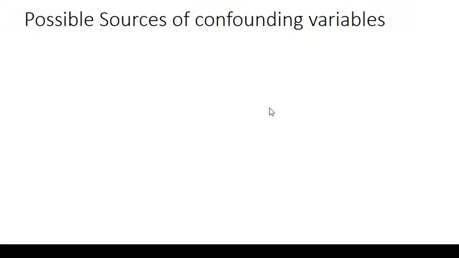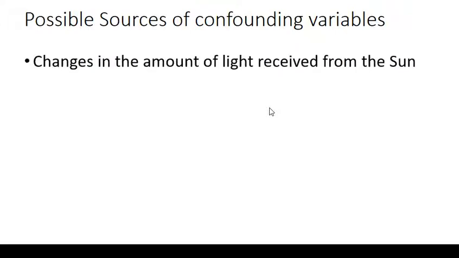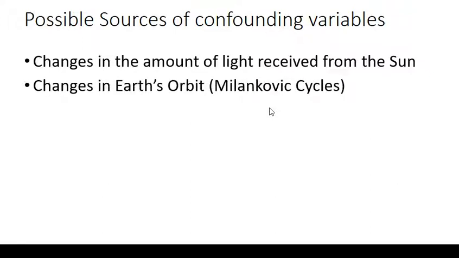So let's take a look at a couple possible sources of confounding variables. Catherine, this is getting to what you were talking about earlier. Changes in the earth and physical things in the earth. You could see changes in the amount of light received from the sun, and changes in the earth's orbit could also have an impact on climate. Those are called the Milankovitch cycles. It's named after a Serbian mathematician, Milutin Milankovic.